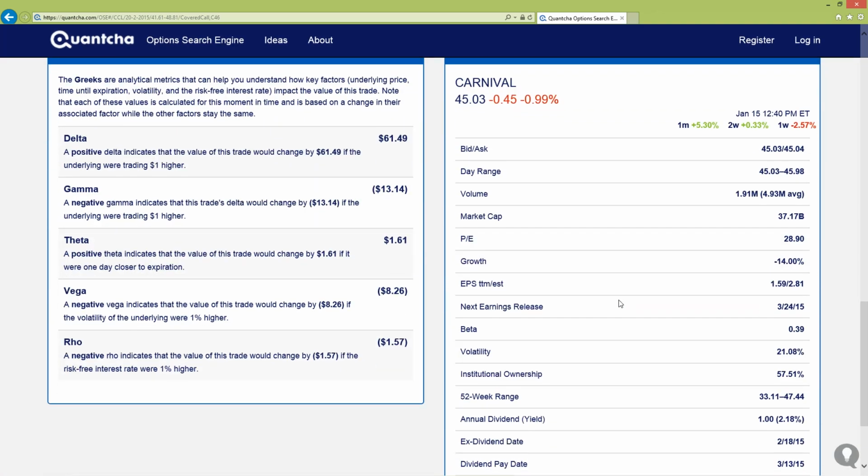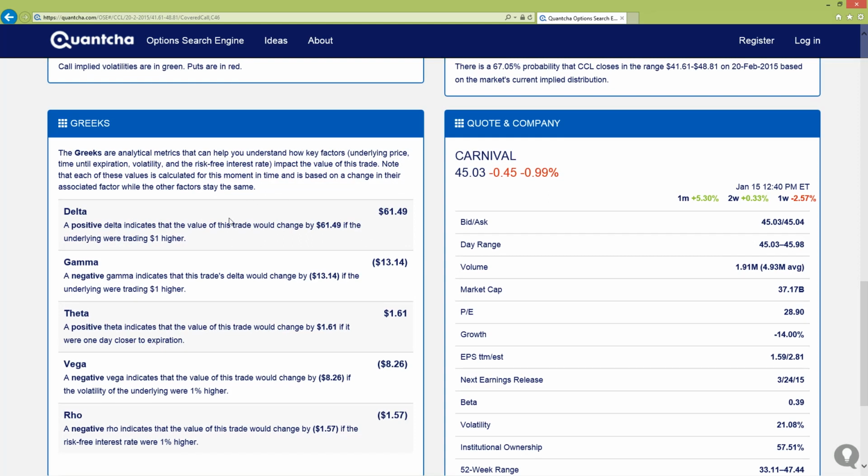Coming down a little further, we can take a look at some of the Greeks, and the main one I guess you'd probably care about here as a covered call investor is theta, which says that for this particular trade, based on the current market circumstances, if we were just 1 day closer to expiration and all the other factors are the same, like the price of the options and the price of the stock and the volatility and the risk-free interest rate, you would burn off about $1.61 in value if we were 1 day closer to expiration, which is not great.